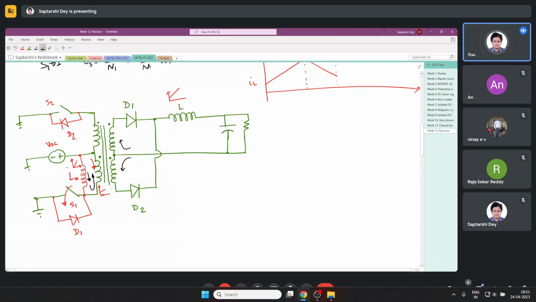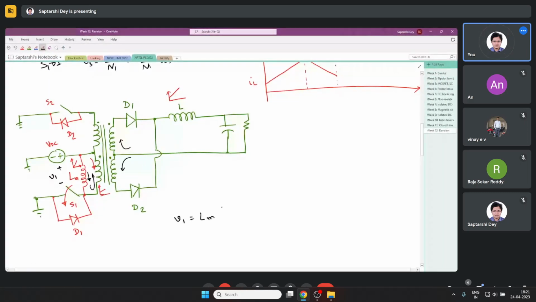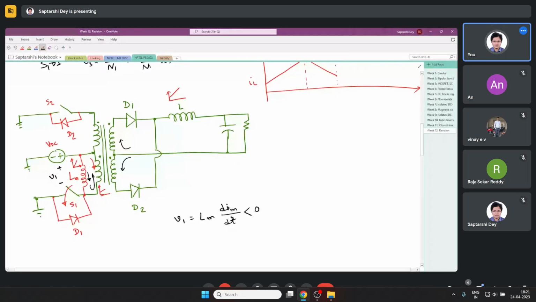So now if this was my V1, V1 is Lm dim by dt, which is negative, and this was my V2. Now since V1 is negative, and since we have N1 equals N2, we have V1 equals V2, which is negative.